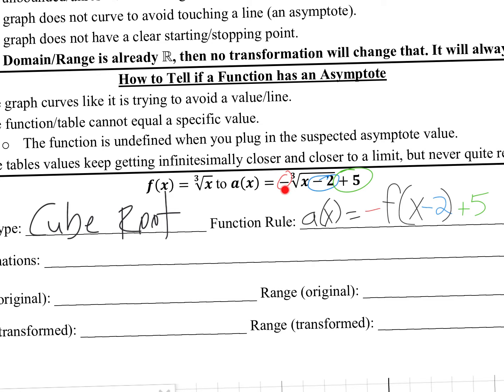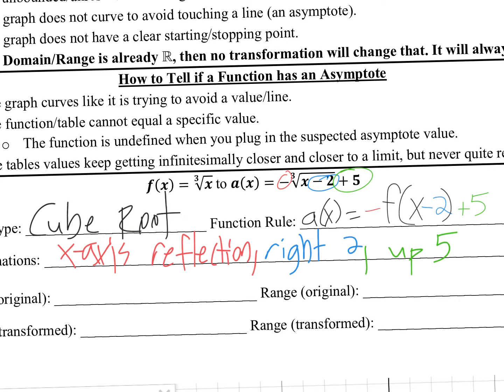Negatives on the outside of the function, or the outside of the, in this case, the square root, the cube root sign, will reflect over the x-axis. If that negative were inside of the radical here, it would reflect over the y-axis. So I'm going to say reflection over the x-axis.